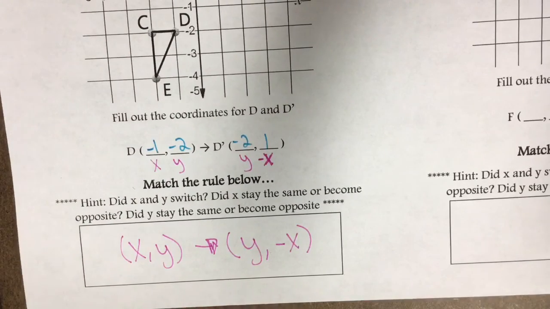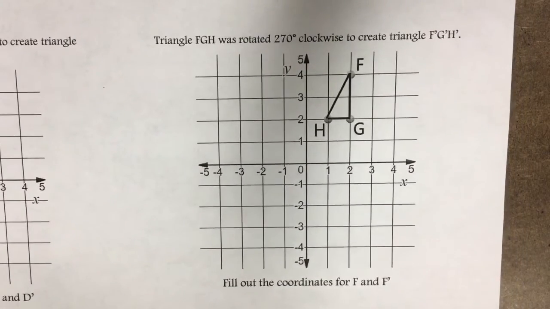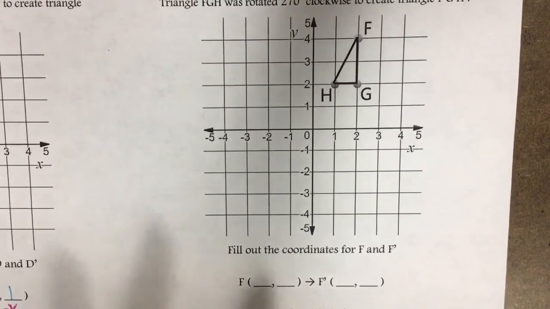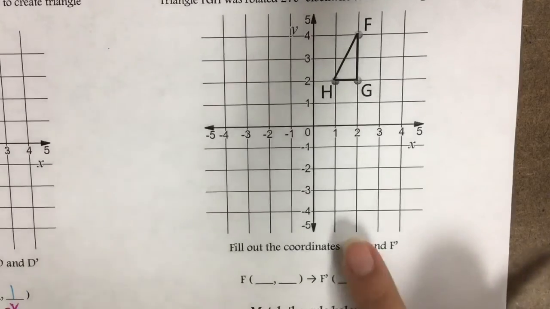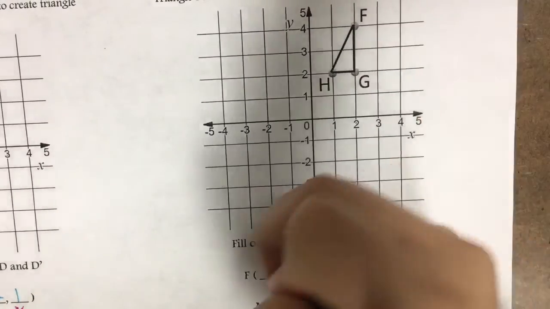If you haven't paused it to try it on your own yet, you're going to pause it right now for this last one, so that way you can make sure we know what we're doing here. Triangle FGH was rotated 270 degrees clockwise to create triangle F prime, G prime, H prime. So we're going to go ahead and pick a specific point again. We don't need to rotate the whole shape. So here we have F that we're going to be looking at. So F is 2, 4.